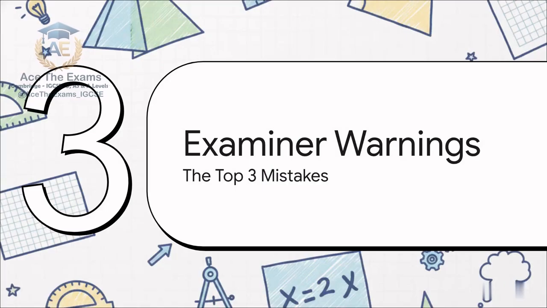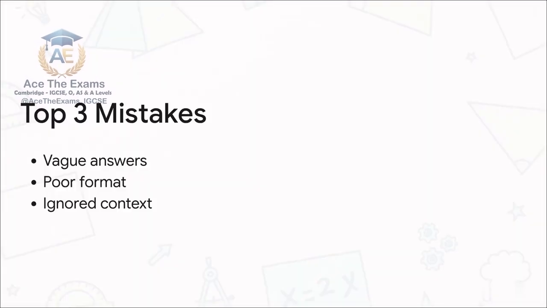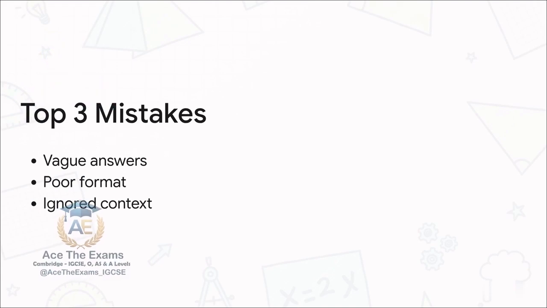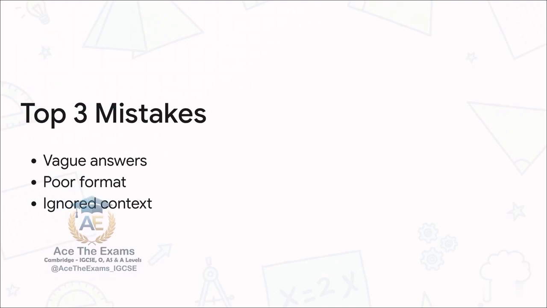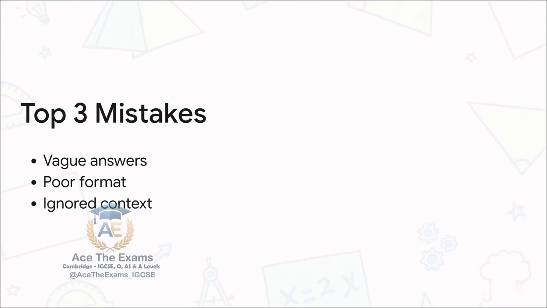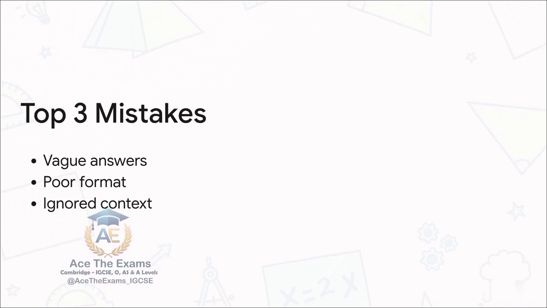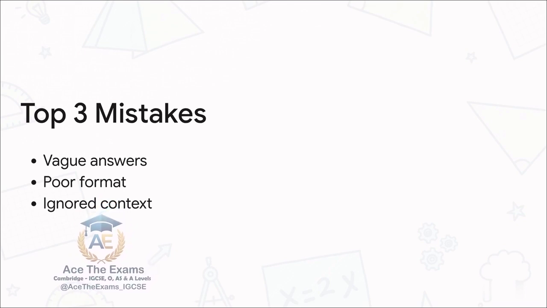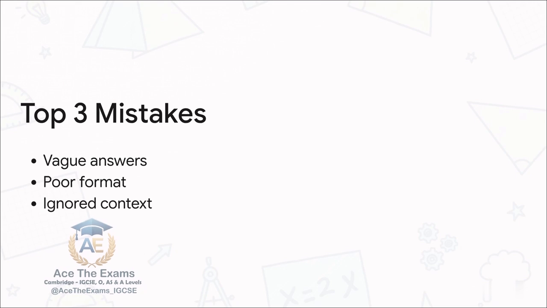Section 5. Examiner Warnings. The top 3 mistakes. We have actually scoured the principal examiner reports specifically for syllabus 0606, and we're going to reveal the top 3 pitfalls that students fall into year after year. First, their answers are just too vague. Simply saying the graph shifts is nowhere near enough. Examiners want highly specific analytical details, like saying a translation of +2 in the y direction.